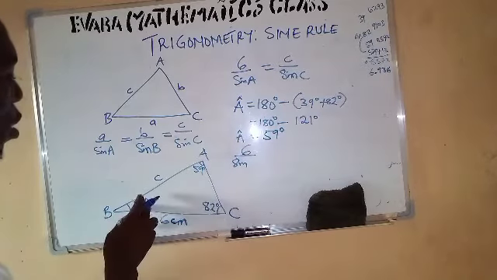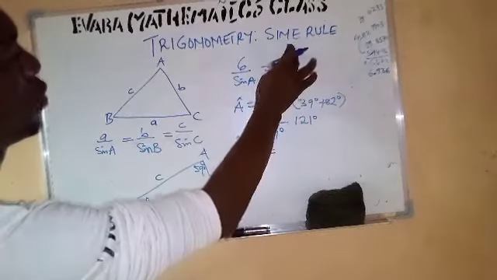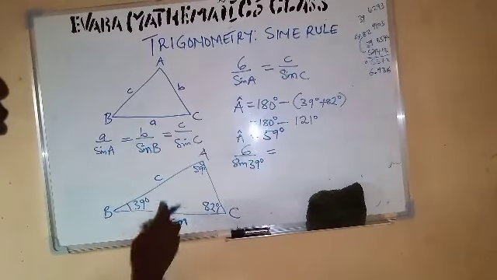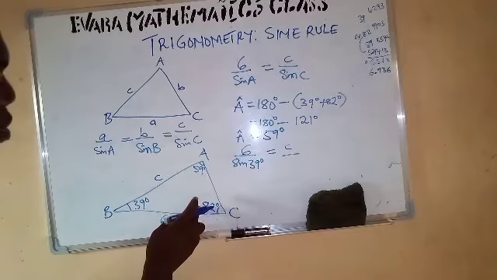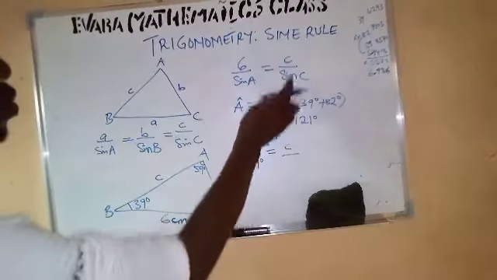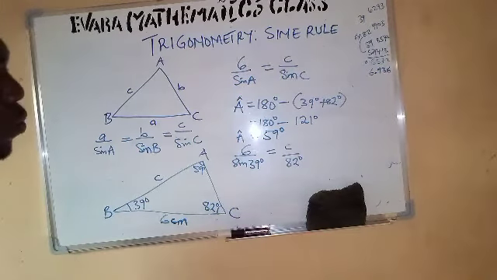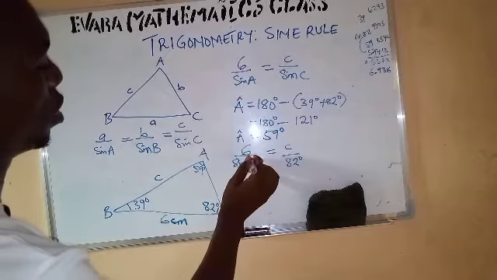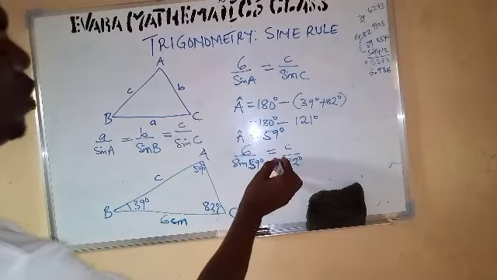So that means 6 over sine. What is A? Angle C is 82 degrees. So, sorry, A is 59, not 39. 6 over sine 59 equals C over sine 82 degree.